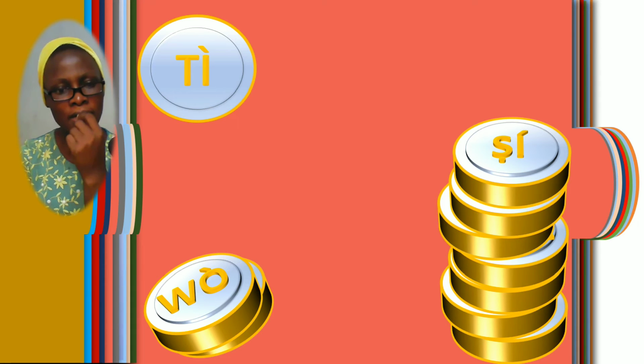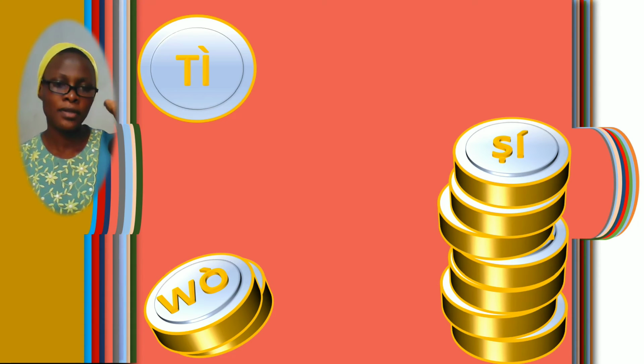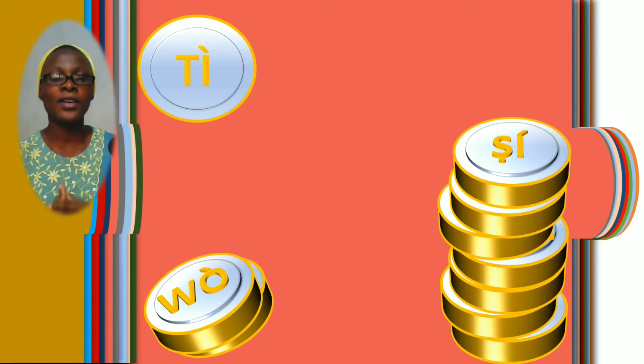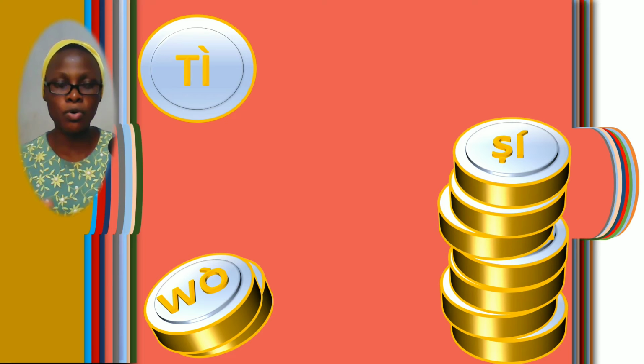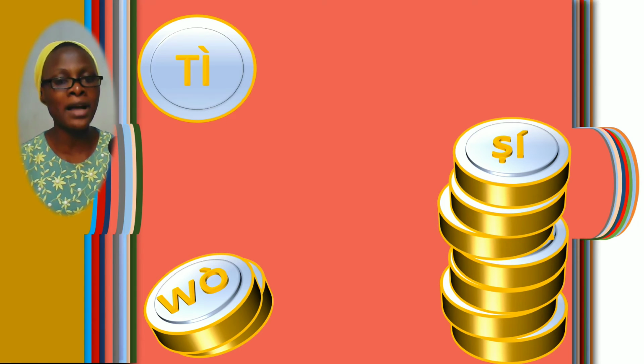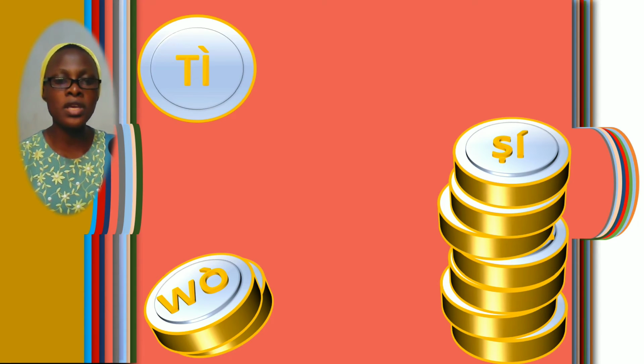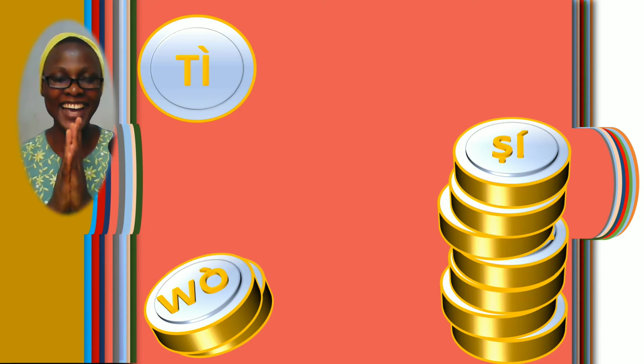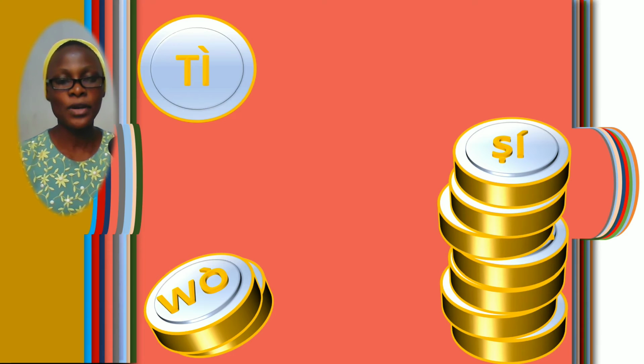And now, this time around, what tone are we having on this E? Oh, the mark is facing the left. That means it is do tone. So the tone mark is do. If you apply do to E, what does it give you? It gives you E. So here we are having T plus E. It gives you T. Can you pronounce that?